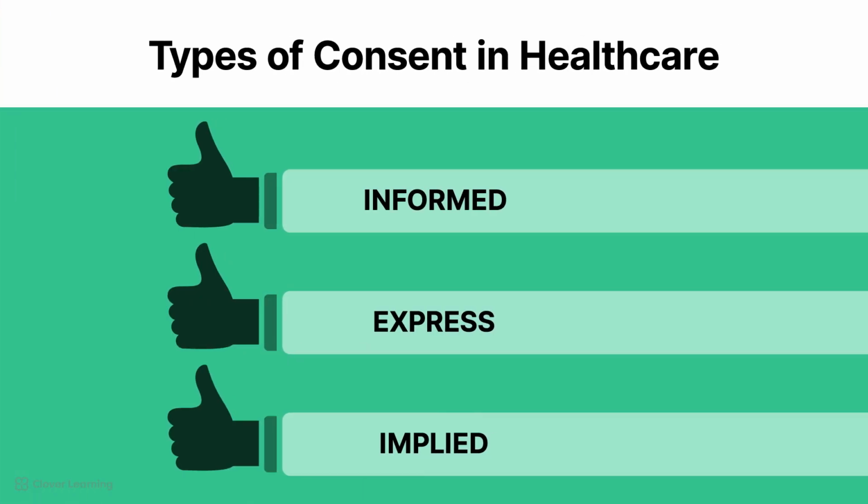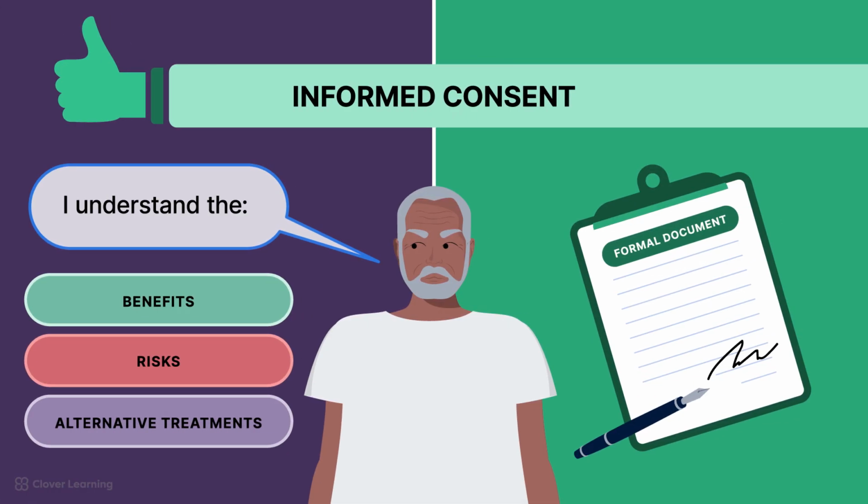In summary, there are 3 types of consent in healthcare: informed, express, and implied. Informed consent is the most regulated type of consent. Patients must be made aware of the risks, benefits, and alternatives associated with a procedure. In addition, the consent process must be documented and a patient's understanding of all information confirmed in order for the informed consent to be considered valid.